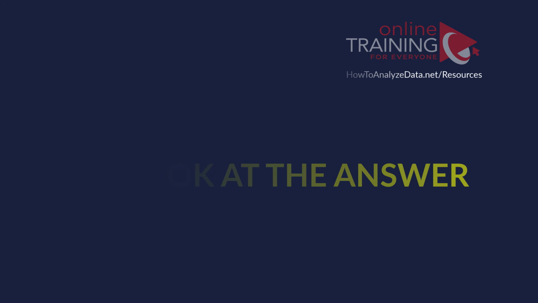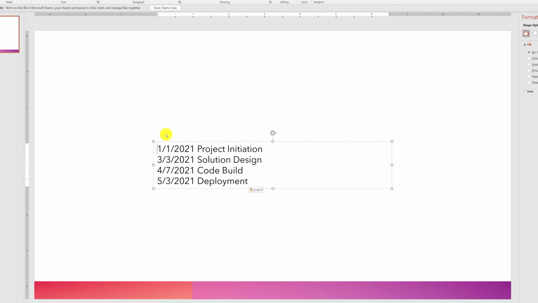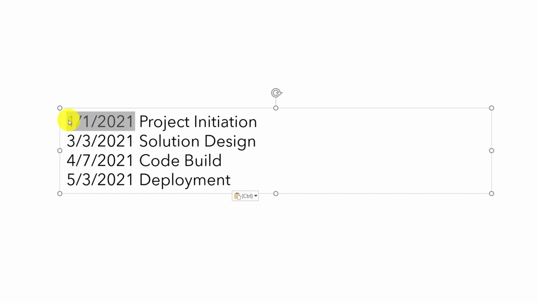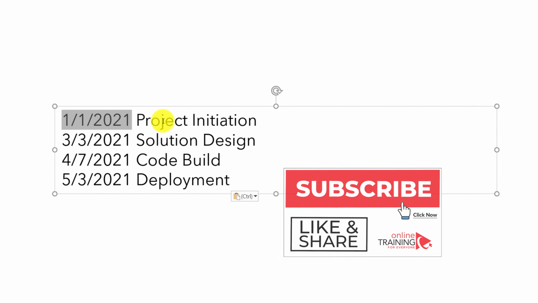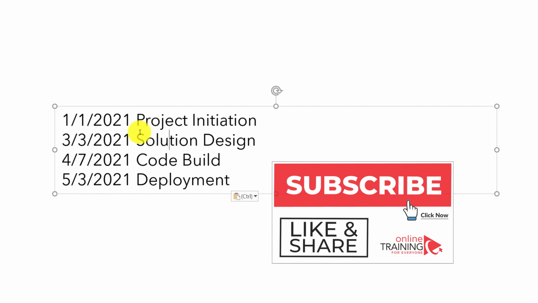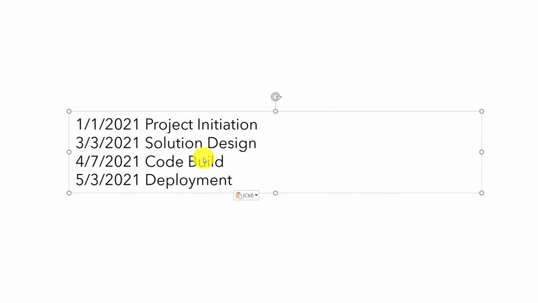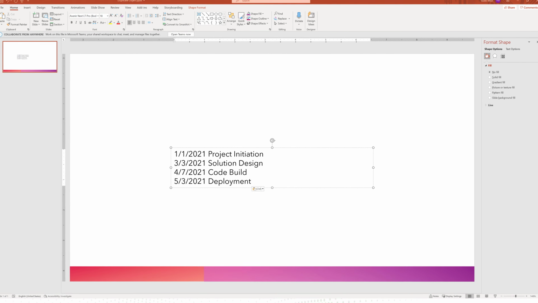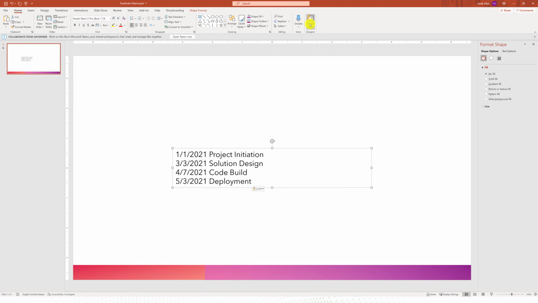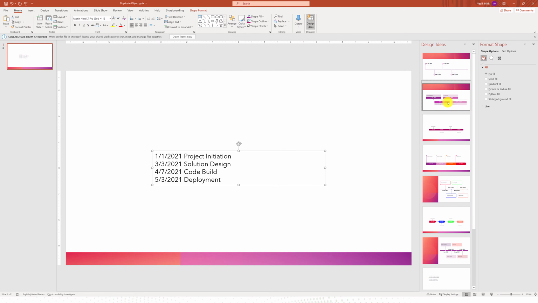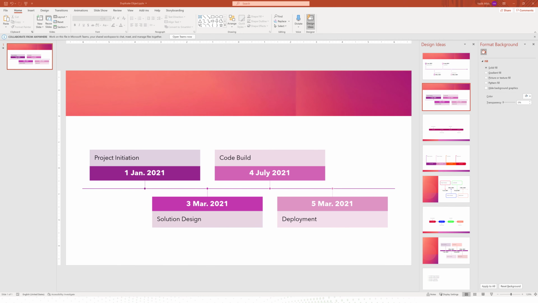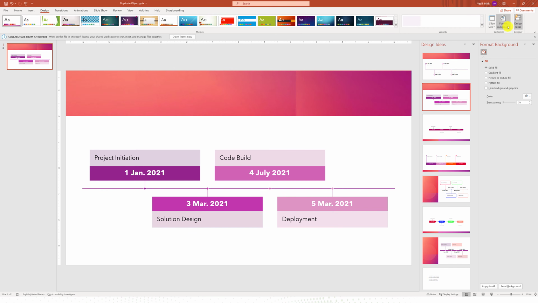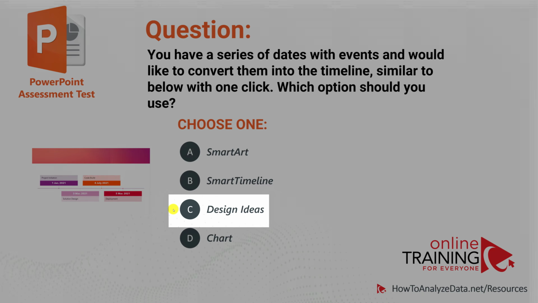First, let's start by understanding what they mean by series of dates with events. What you see on the screen is the combination of dates and events. For example, on January 1st of 2021, we'll start project initiation, and then you see corresponding date with corresponding event. The objective of this exercise is to convert the series into the timeline with one click. When we select this text and click on Design Ideas, you see multiple different choices, and one of these choices looks pretty similar to what we saw in the snippet. Design Ideas is available on the Home tab in PowerPoint as well as on the Design tab in PowerPoint. So the correct answer here is C, Design Ideas.